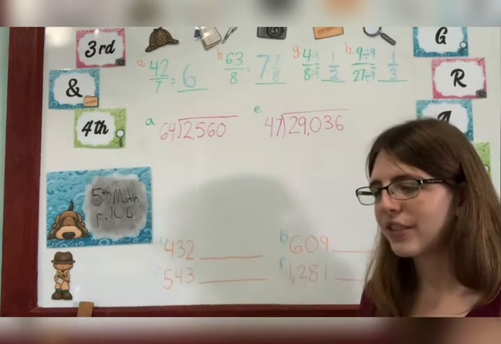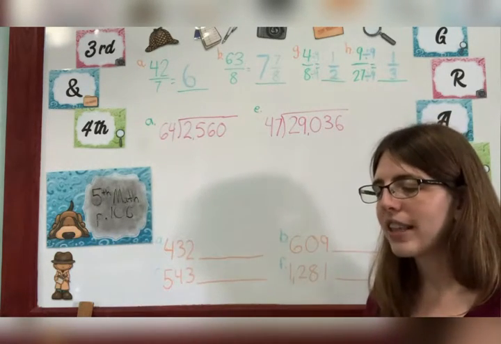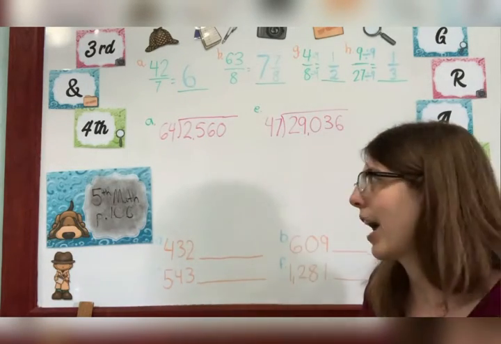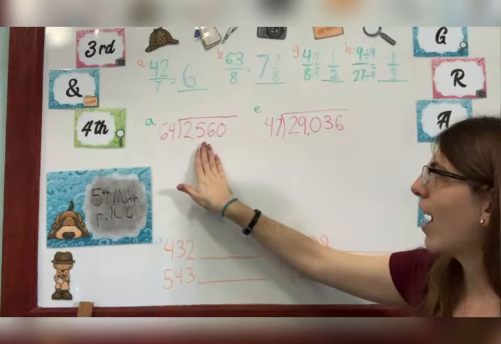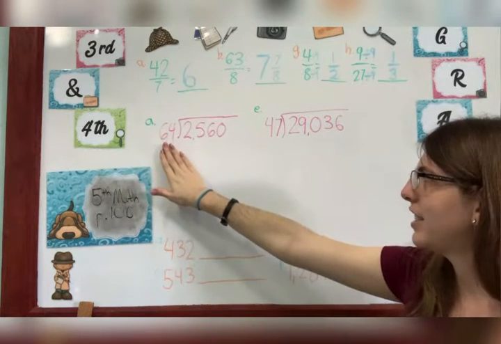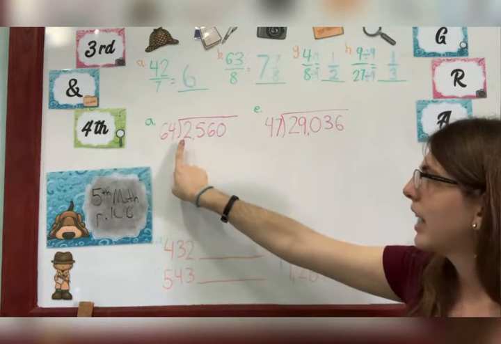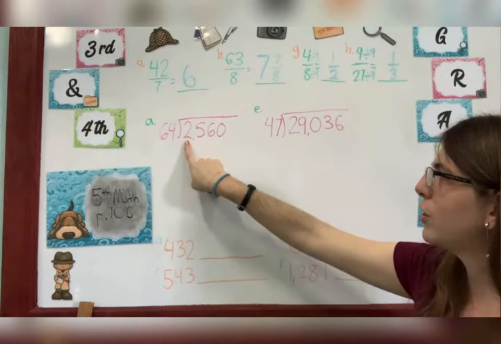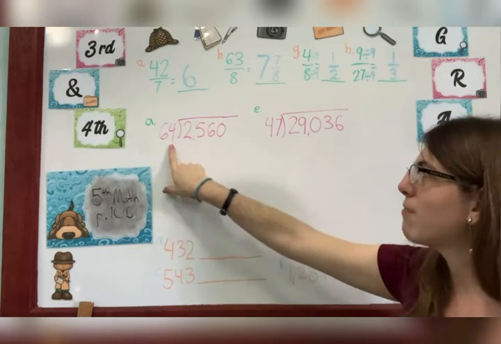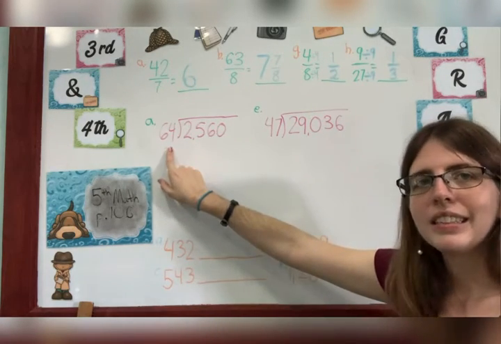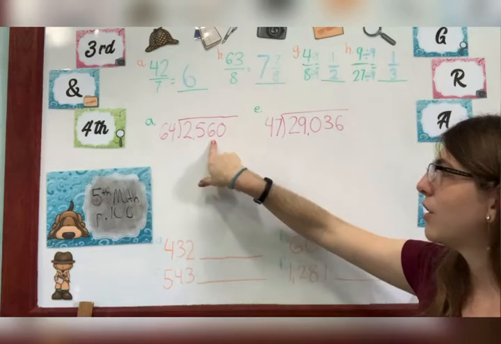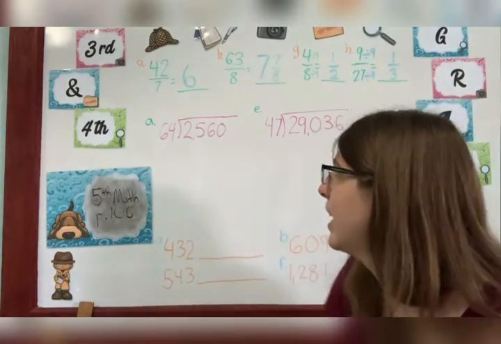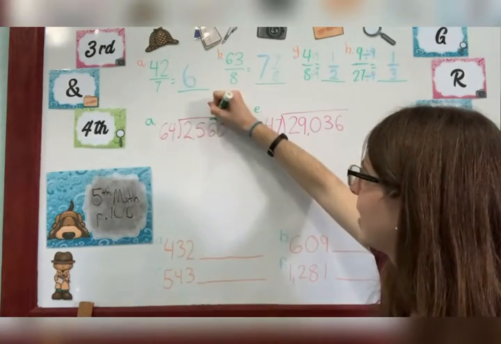Number 5 says find the answers. Most of these, I know you can do no sweat, but let's do a couple of division problems to get a little bit of practice. 2,560 divided by 64. Okay, can we divide 2 by 64? Nope, too small, gotta keep moving back. 25 by 64? Still too small. 256 by 64? Yes. So our number is going to go into 256.